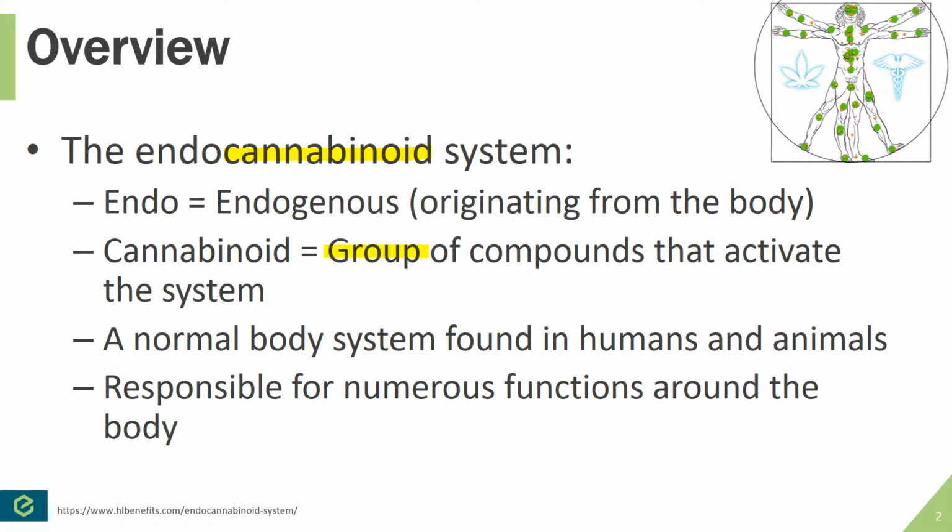And so these can be compounds that are both found within the body naturally or also ones that are produced outside of the body. This is something we're going to be talking about a little bit more here in just a couple of slides, so I'll make sure you get a better understanding of that. One important thing to take away from this slide, though, is that the endocannabinoid system is a normal body system. It is found in both humans and animals and is present from the time of birth, and it is responsible for a number of functions around the body, which again we will also be covering here in just a minute.